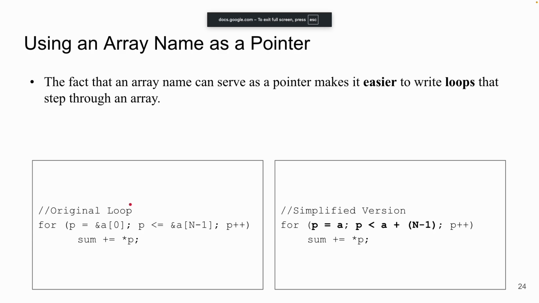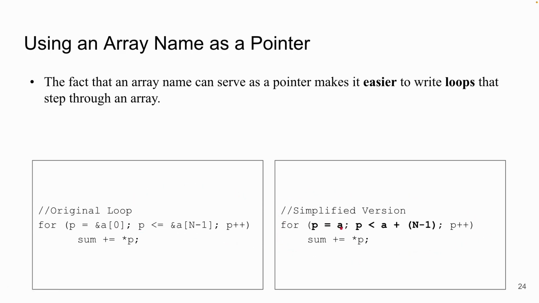In the original for loop, we write down something like this, right? We can use P to traverse array A and then get the value of elements and add it to the sum variable. However, now we know the name of array A itself is already a pointer and it points to A[0]. So I can revise the original for loop into this. This is a simplified version. This for loop does the same thing, but it is simpler than the original one.